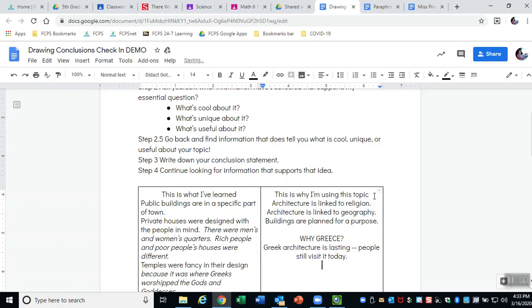I also think something that's unique is that the Greeks use their own style of columns. So that's something that's unique, that's kind of just for Greece, those 3 styles of columns. And I'm also going to think about what's useful. Well, I know that those unique columns that the Greeks came up with, we still use those today.